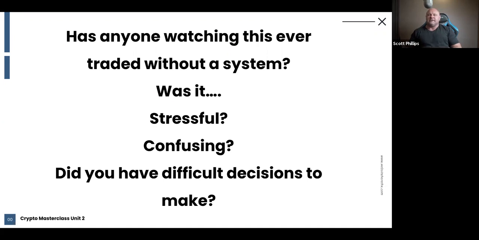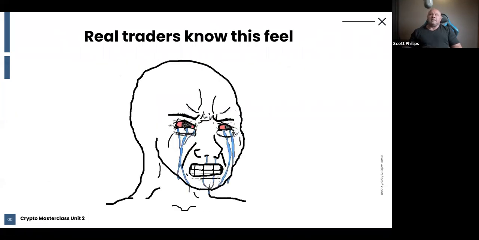My point is that even for very good traders, and I'm comfortable calling myself a very good trader, it's really difficult. It's really hard on the feelings. And this is an exact photo of me at many times trading crypto discretionary. Does anyone know this feeling? This feeling is very, very familiar to anyone who's trading crypto.